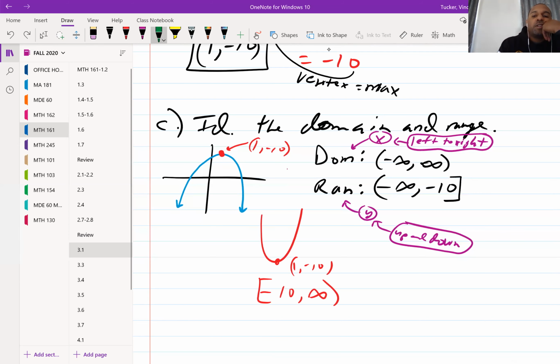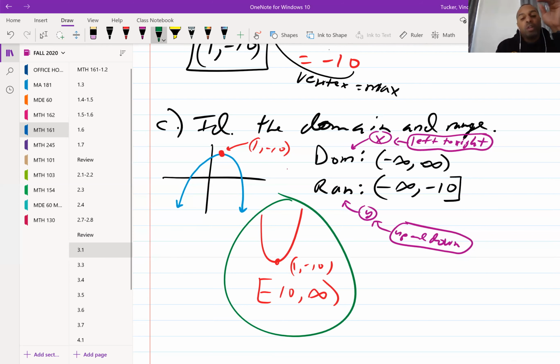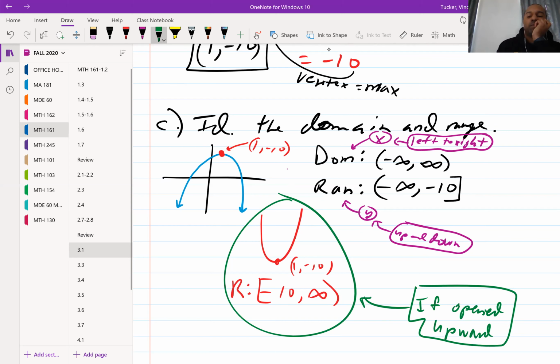And then this right here, I was just saying that if it opened upward, if it was concave up, then your range would be -10 to positive infinity, but your domain would still be the same.